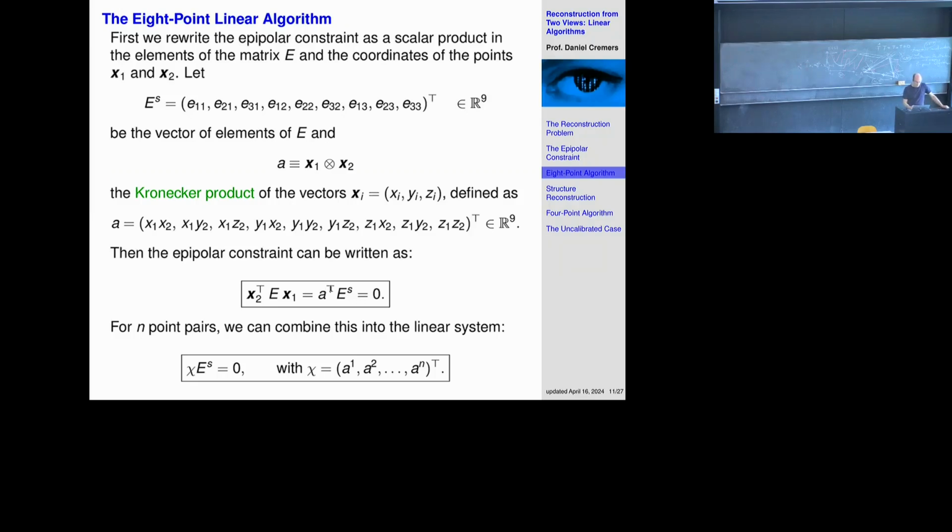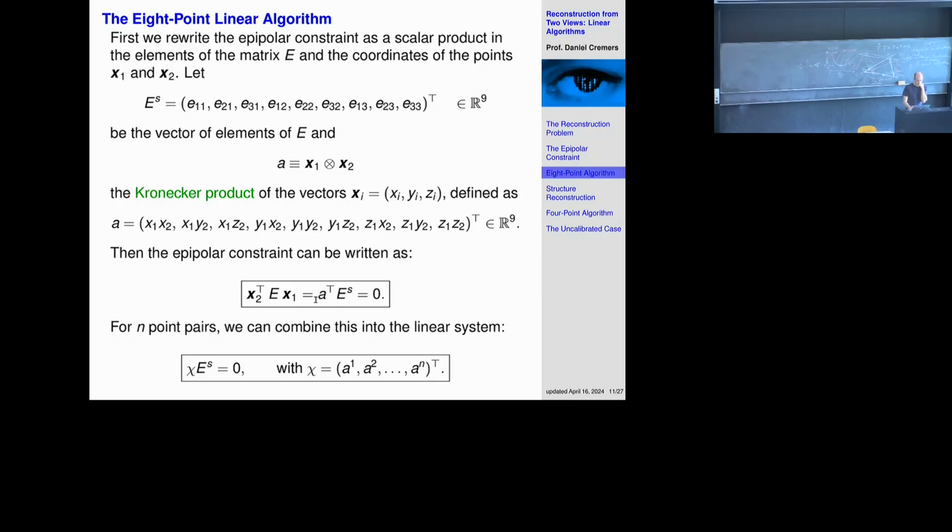Why do we do that? Well, the vector A contains all the known parameters, the 2D coordinates in my images. These are known, right? And the vector E stack contains all the unknowns in my essential matrix. And so we have separated a vector that contains the knowns, transposed, times a vector that contains the unknowns, equals 0. And what's nice is, once we write it this way, we can easily generalize this to multiple points.